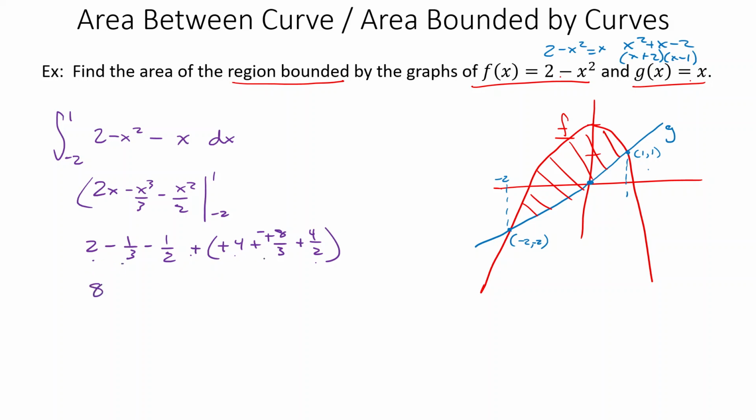We've got minus a third and minus 8 thirds, so that's minus 9 thirds, and then minus a half. So 8 minus 3 minus a half. So 5 minus a half gives us 4.5, it looks like. All right, hopefully I didn't mess up some numbers somewhere, but that looks like a proper answer. All right, so this area looks like it is 4.5.